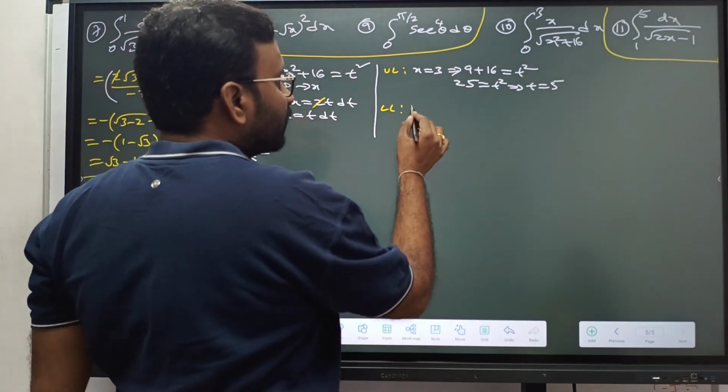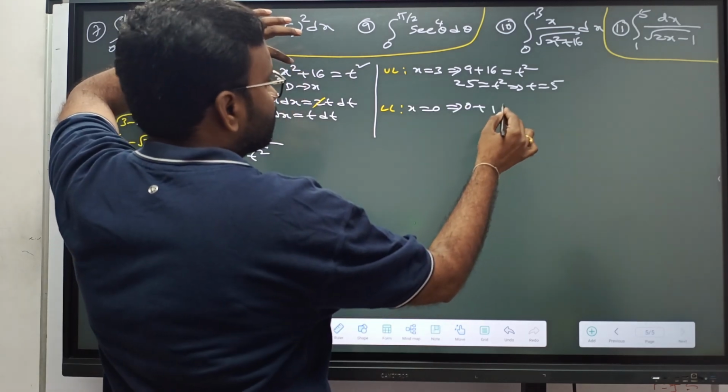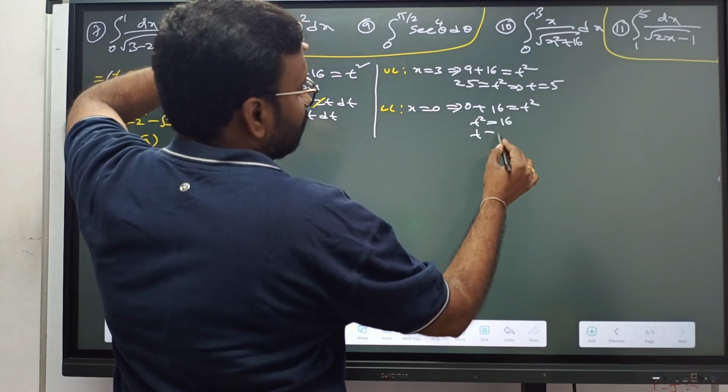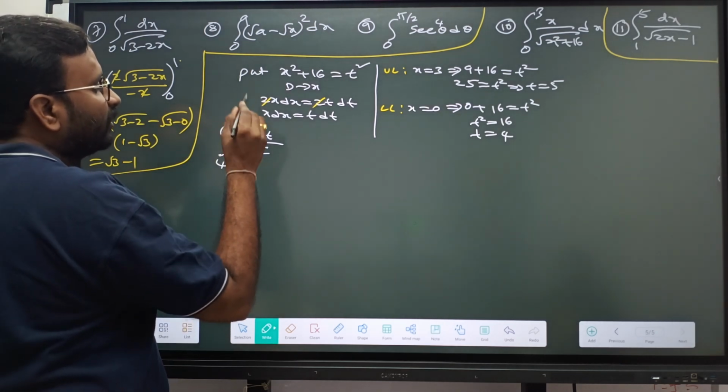Lower limit. What is lower limit? x is equal to 0. Right here 0. 0 plus 16 is equal to t square. Then what is t square is equal to 16. t is equal to 4. So now tell me, lower limit will be 4, upper limit will be 5.